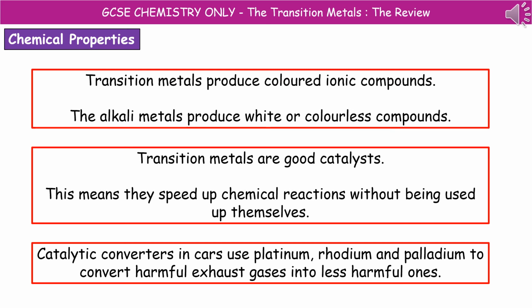If we consider more of our chemical properties then, the transition metals produce coloured ionic compounds, whereas the alkali metals tend to either be white or colourless compounds. Transition metals are good catalysts, so that means they will speed up chemical reactions without being used up themselves. And a good example of where we use them is in catalytic converters in cars that use platinum, rhodium and palladium to convert harmful exhaust gases into less harmful ones.